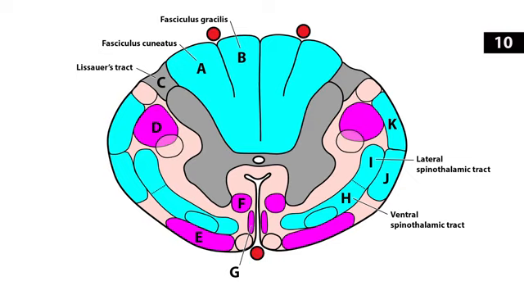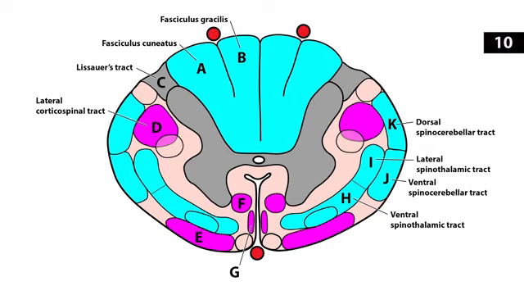Now there are a couple more ascending tracts we just haven't mentioned yet. Letter J is the ventral spinocerebellar tract. Letter K is the dorsal spinocerebellar tract. Both of these carry proprioceptive signals from the spinal cord to the cerebellum. Then the rest of these are descending tracts, which carry signals from the brain down to the rest of the body. Letter D is the lateral corticospinal tract, which carries motor commands from the motor cortex to the rest of the body. Remember, this tract decussates in the medullary pyramids on its way down.